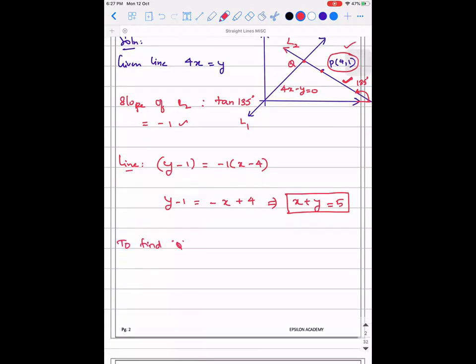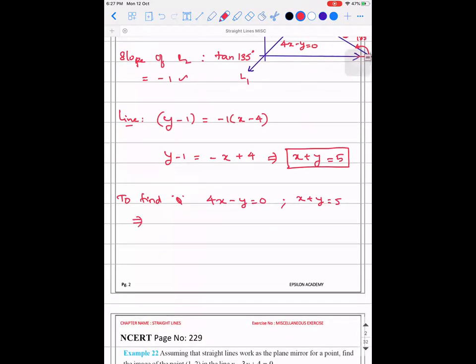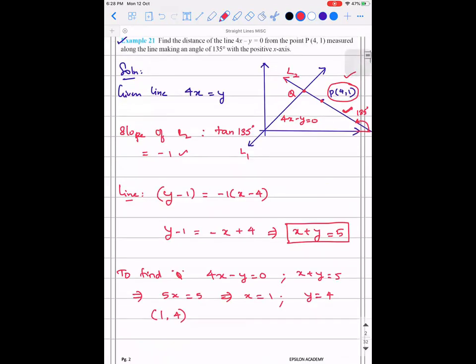To find Q, we have 4x - y = 0 and x + y = 5. So if you add both, what will you get? 5x = 5, which implies x = 1. When x is equal to 1, you can substitute it back, you will get y = 4. So what is the point? (1, 4). So are you able to understand till here? Is there any doubt?